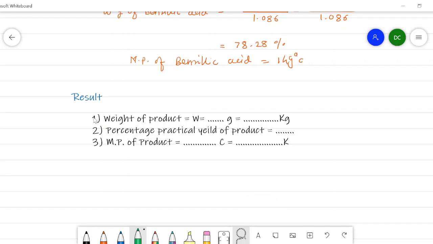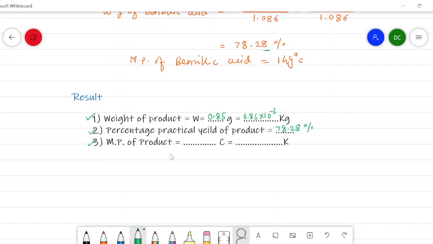We will write the result of this practical. First is the weight of the product, that is W, which we have got after the completion of procedure. It is 0.85 gram. It is converted into the kilogram by using 10 raised to minus 3 kg. Just we have to write here 10 raised to minus 3. Then percentage practical yield of the product. In the second point of the calculation, we have calculated that it is 78.28%.